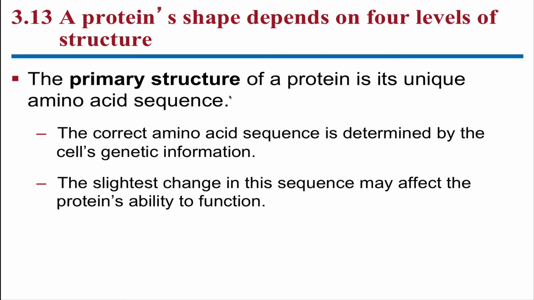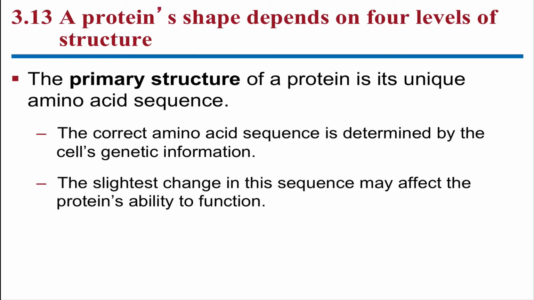The primary structure of a protein is just the unique sequence of amino acids that you find within it. So the correct amino acid sequence is determined by the cell's genetic information. The slightest change in this sequence could affect the protein's ability to function. So for example, if you think about hemoglobin, it's supposed to be circular, or spherical in shape.